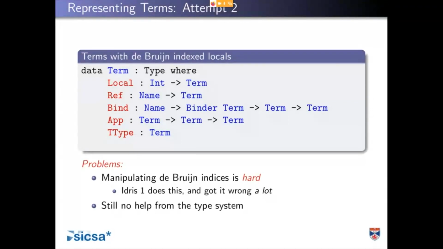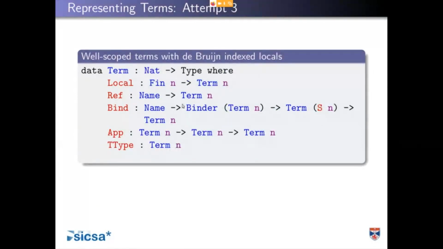So Idris 1 tries to do it that way, and that was the source of most of the naming issues: things where I should have been adding 1 or subtracting 1 and wasn't, so going under a binder and not dealing with things correctly. So there's still no help from the type system. It helps with things like comparing terms for equality, so alpha conversion is not a worry anymore, but there's still no help from the type system.